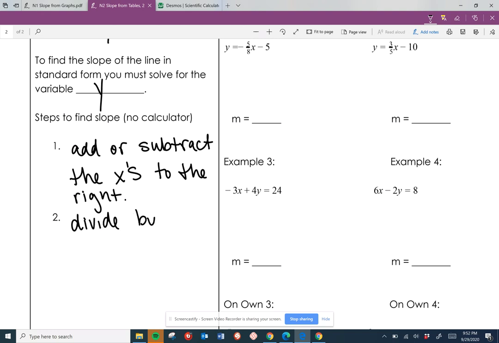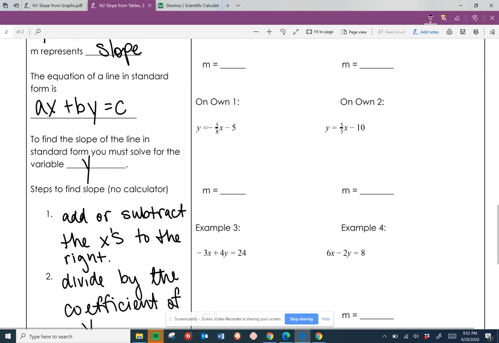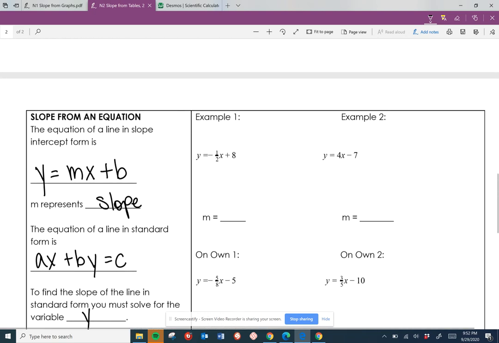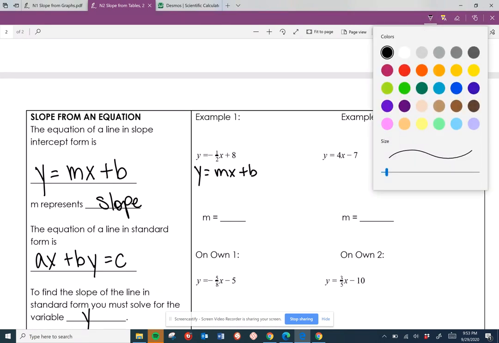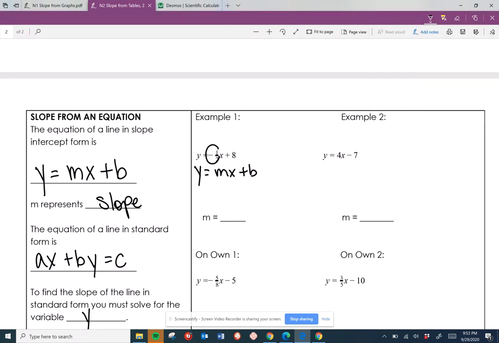So these first ones up here at the top, they are already in slope-intercept form. We don't have to do anything with them. So these are already in y equals mx plus b. So it's pretty easy to see which one would be the m value. In this case right here, it's -1/2. So the m would be -1/2. Over here, it's going to be y equals mx plus b. So the slope would be 4. Pretty simple. If it is in standard form, you're going to have to do a little bit more work.